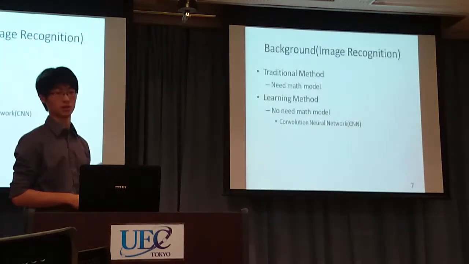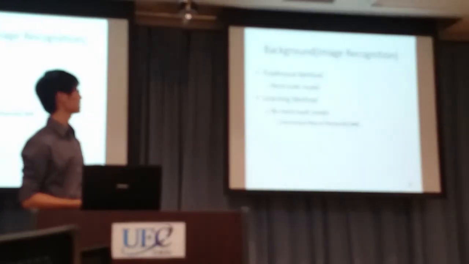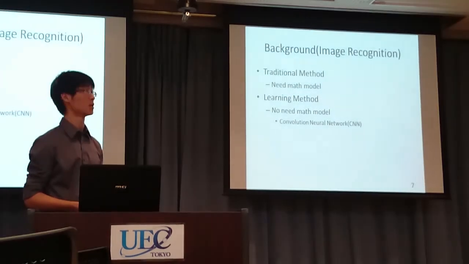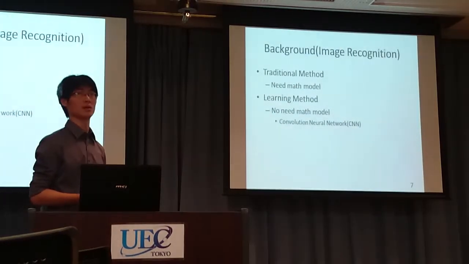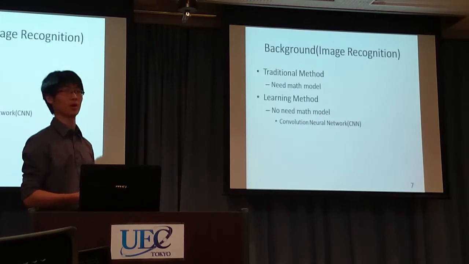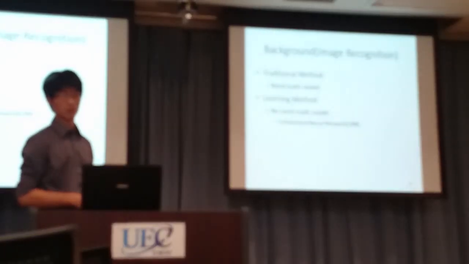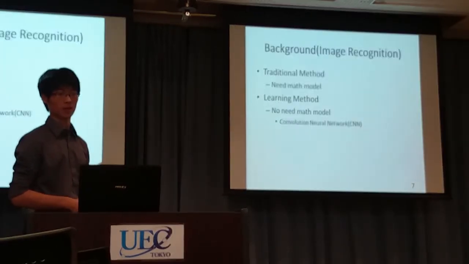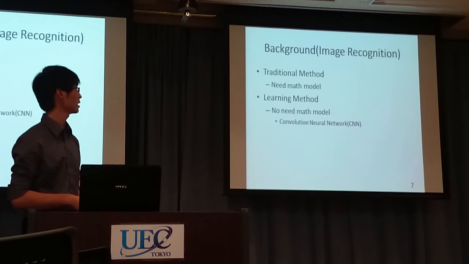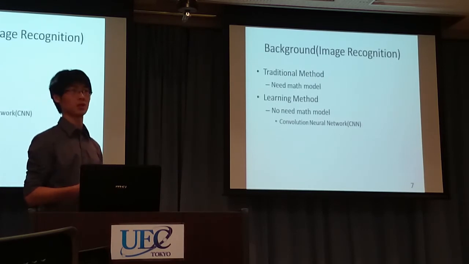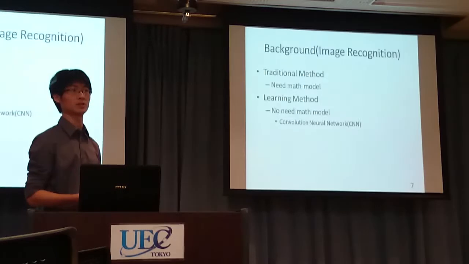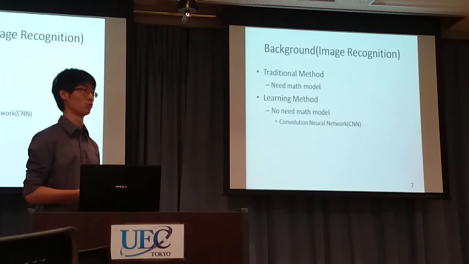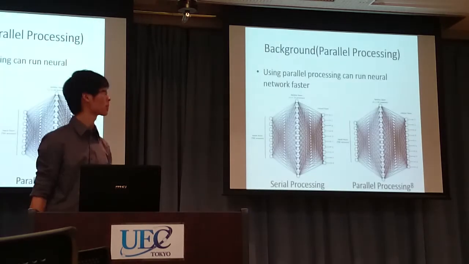Now I'm talking about the image recognition. There are two methods. One is the traditional method, and the other is the learning method. In the traditional method, we need a mathematical model to define what the object will look like, and it's very hard to build a math model. In the other way, the learning method, we don't need a model. We just teach the program how to learn new things, and the program will learn this method and will recognize the object we want.